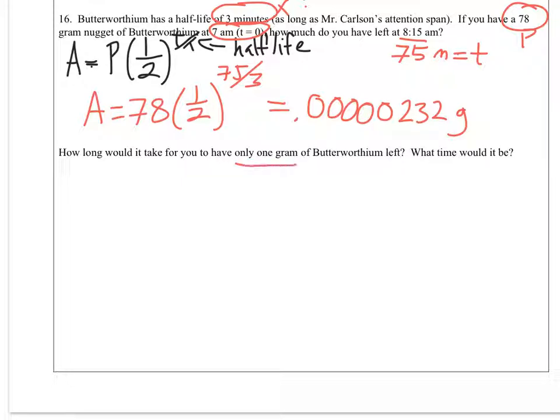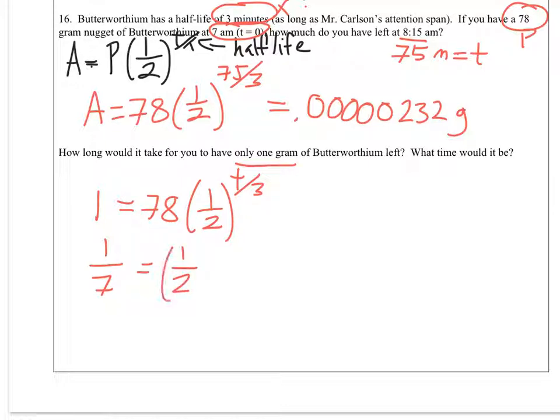How long would it take to have only 1 gram of Butterworthium? So we're looking at 1 is equal to 78 times 1/2 to the t over 3. You can divide 1 by 78. It's equal to 1/2 to the t over 3. And the only way that I know how to do this right now, based on the amount of math that you guys know, is to take the log of 1/2 of 1/7, and that's equal to t over 3.